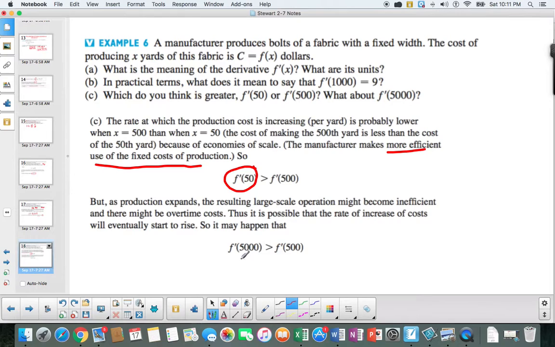But once you get to 5,000, can you really get up to 5,000? And it's good operation. And chances are with these large operations, they become inefficient, and there's sometimes overtime costs and things like that. So there's a point at which making more and more isn't really feasible or economical. And this is the end of the screencast.